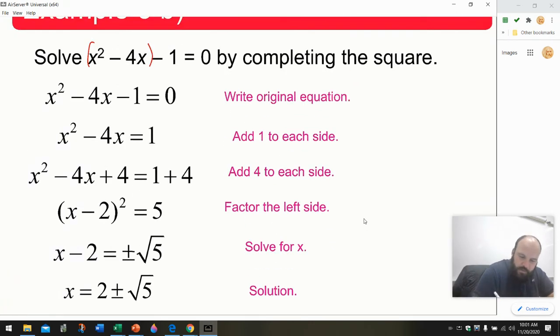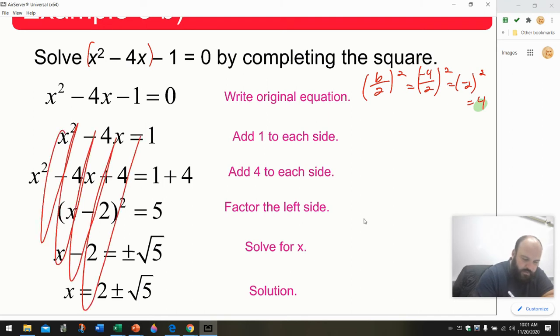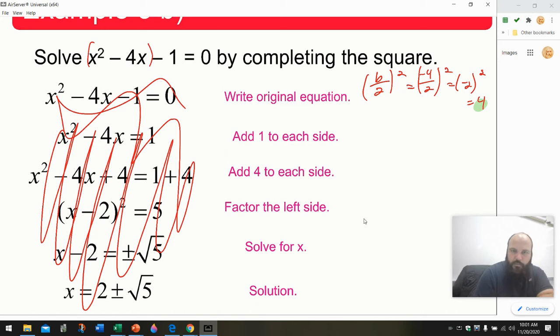So I'm going to do the b over 2, the quantity squared, which is -4 over 2, the quantity squared, which is -2 squared, which gives me 4. Okay, so that's the first number we're looking for, that 4. We are going to use that 4 to rewrite the equation. That 4 is going to go inside the set of parentheses we just wrote.